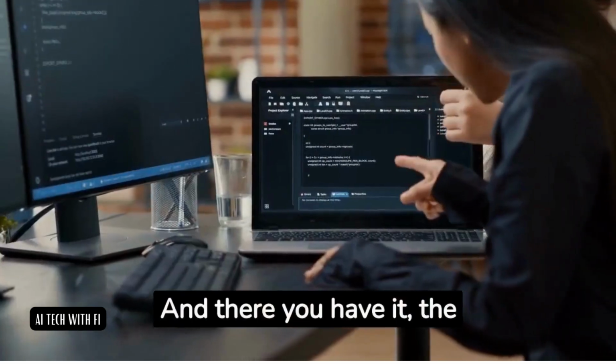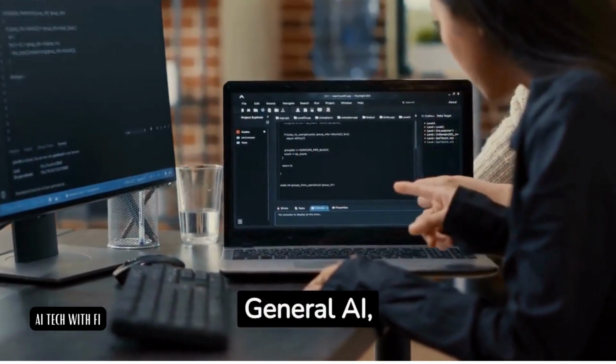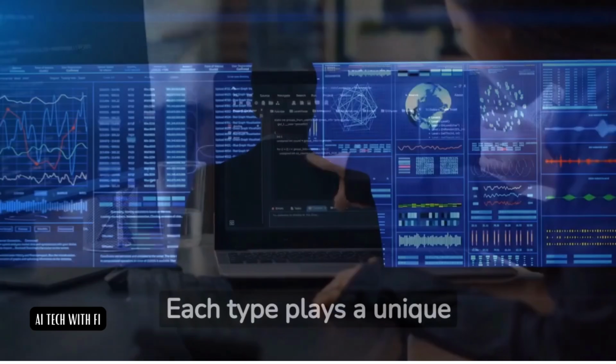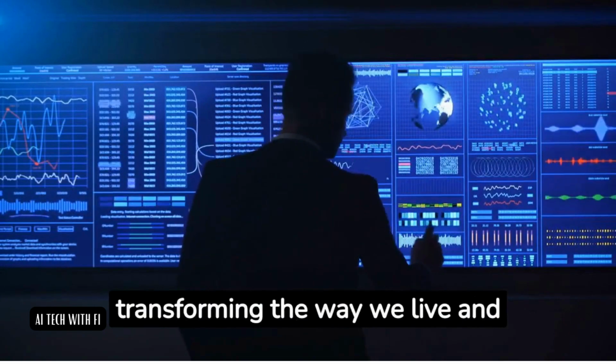And there you have it, the four main types of artificial intelligence: narrow AI, general AI, artificial superintelligence, and weak AI. Each type plays a unique role in shaping our future and transforming the way we live and interact with technology.